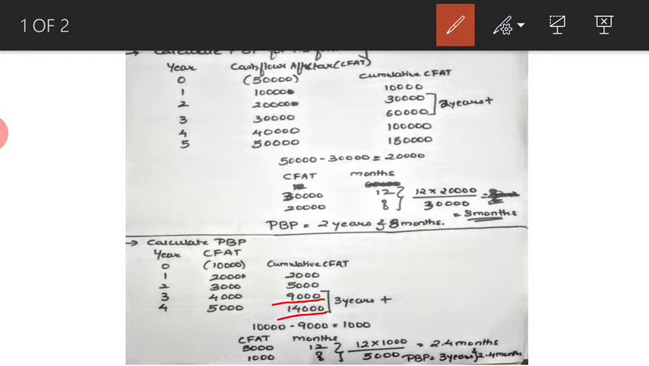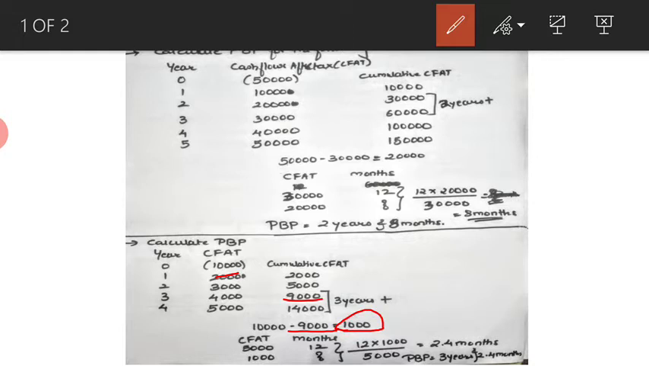So 9,000 means how many years? It is 3 years. So you require 3 complete years, plus some months. How many months is what we need to calculate, because your answer is lying between the 3rd year and the 4th year. So it is 3 complete years plus some months. Now how many months? Let us understand that. How much is the initial investment? 10,000. So totally we require 10,000, out of which in 3 years we have collected 9,000. So how much more do we require out of 10,000? We have already collected 9,000 in 3 years, so we require 1,000 more.